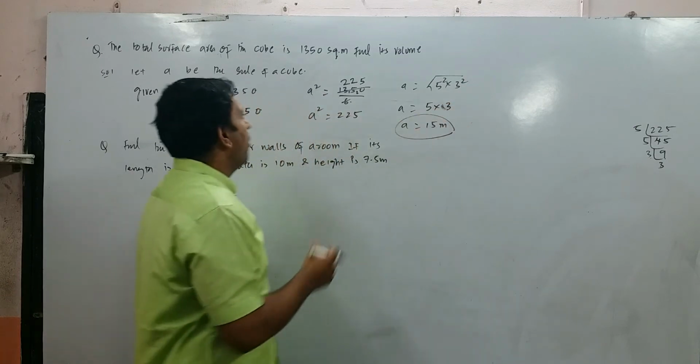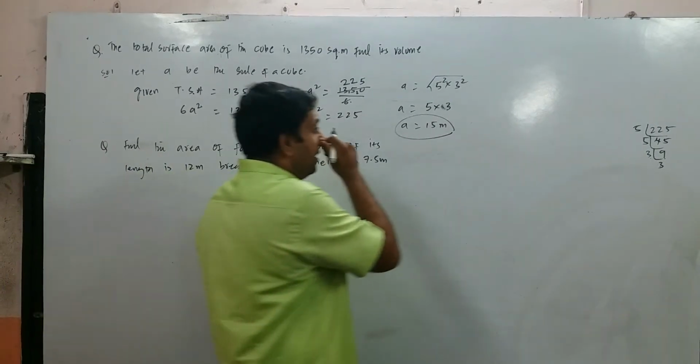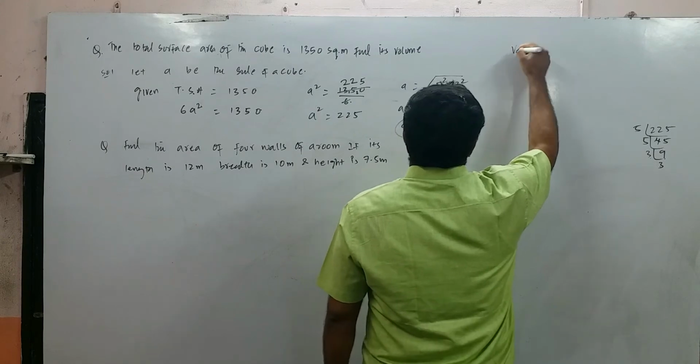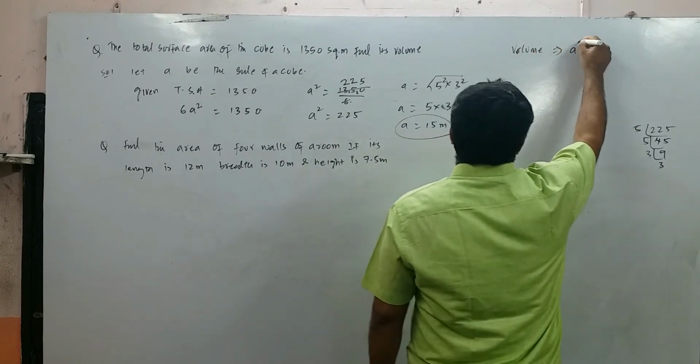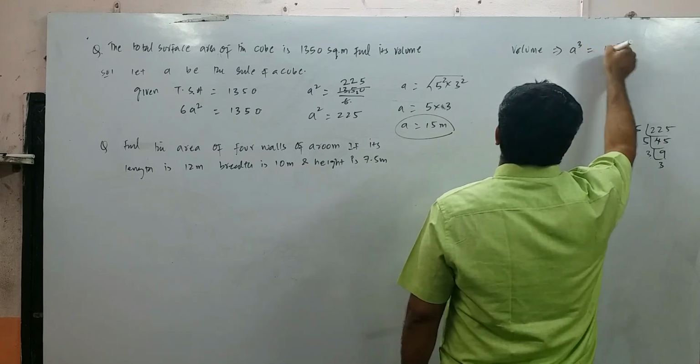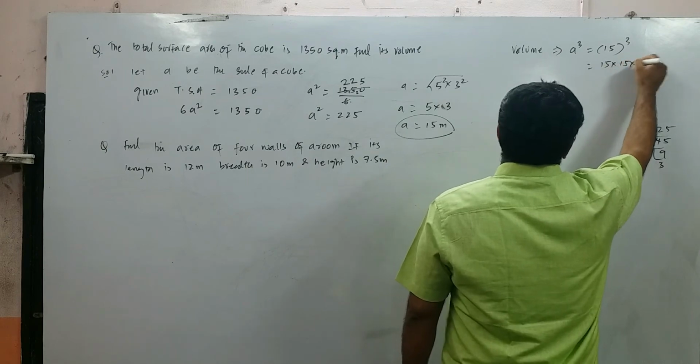Now once you have got the side of a cube, you are supposed to find the volume. What is the formula to calculate the volume of cube? Volume of cube is what? Simply a cube, and a cube is equal to 15 whole cube. Now what is 15 whole cube? 15 into 15 into 15.